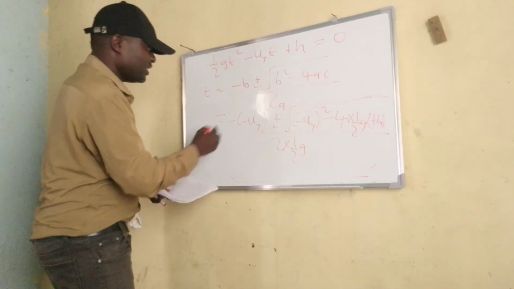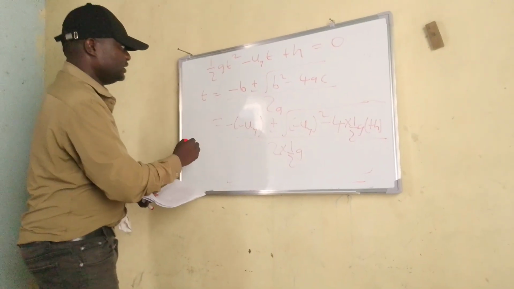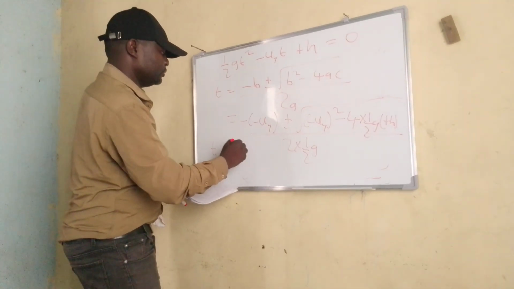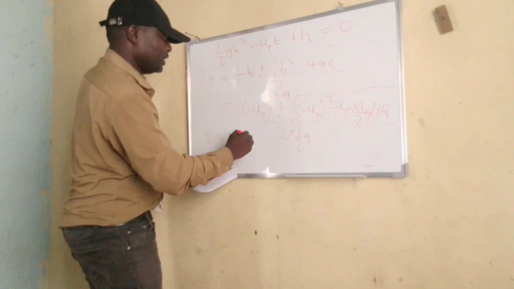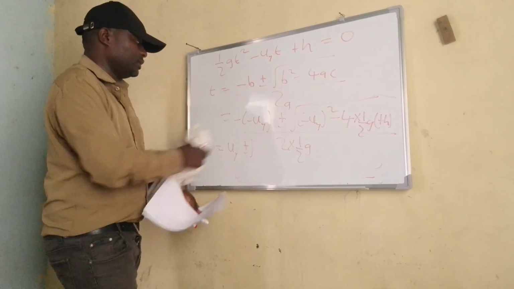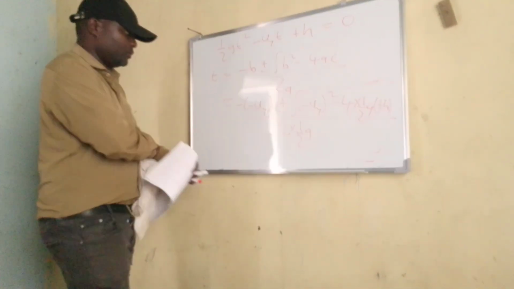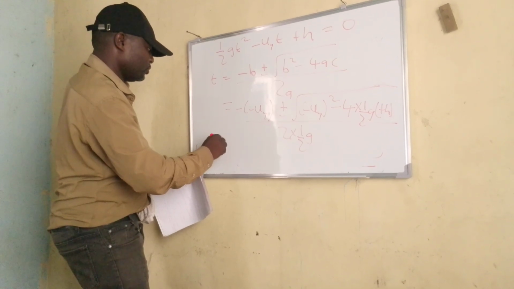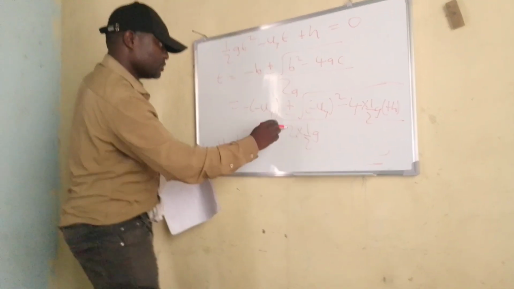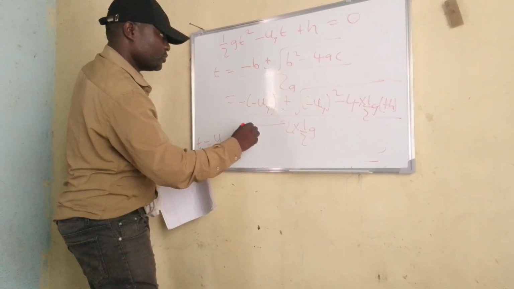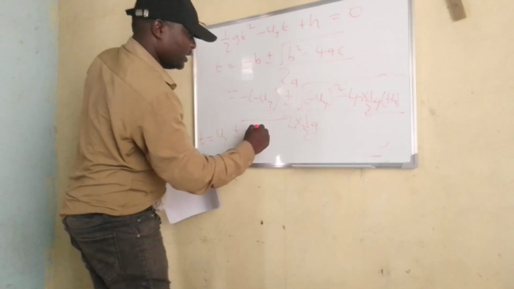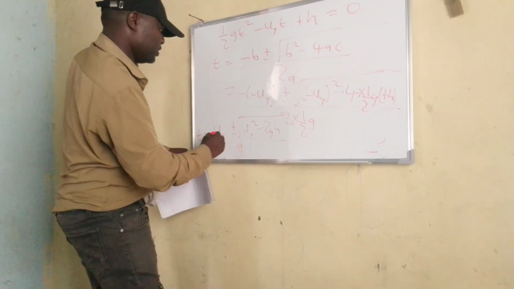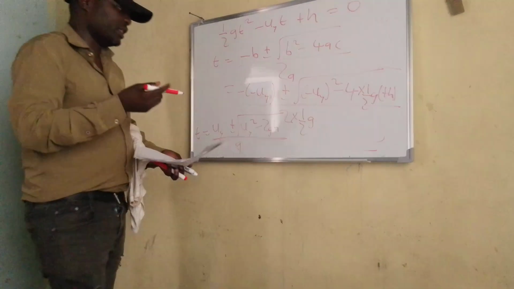So you simplify this, right? It becomes u plus or minus. If you simplify it correctly, it becomes u plus or minus the square root of u squared minus 2gh, all over g. If you simplify it correctly there, right?